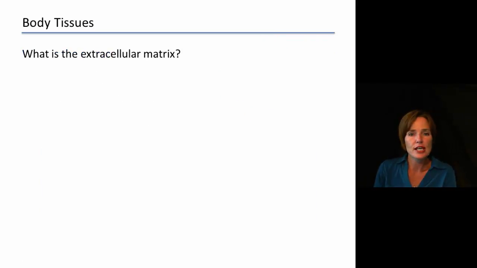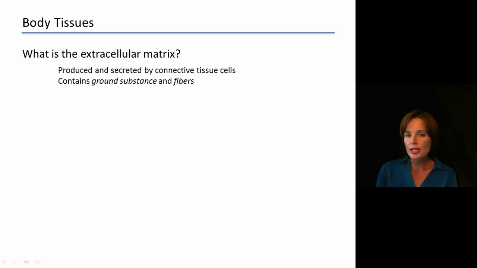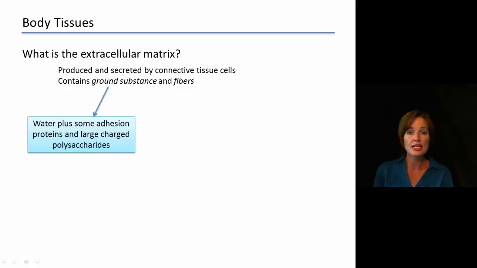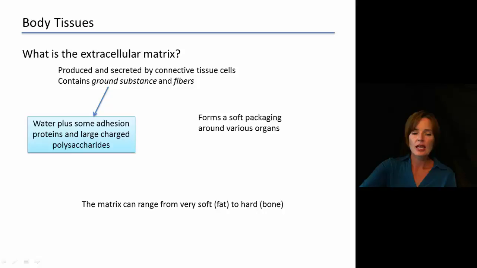So what is the extracellular matrix? This is produced and secreted by the connective tissue cells, and it contains ground substance along with various fibers. Ground substance is water plus some adhesion proteins and large charged polysaccharides. Again, the overall consistency of our extracellular matrix varies quite a bit depending on the specific connective cells we're talking about. It forms a soft packaging around some organs, and in other cases it's very hard, like when we talk about bone. So the matrix ranges from very soft, which we have in fat, and it also can get very hard and very protective when we're talking about bones.